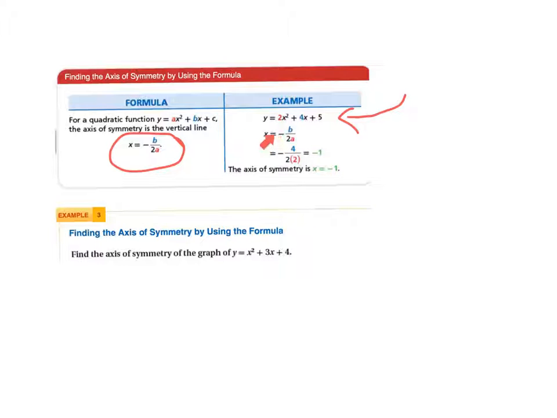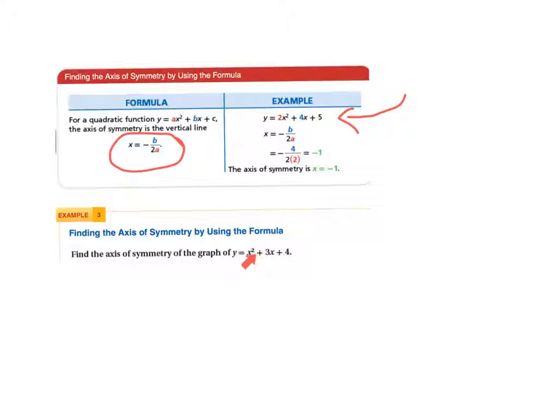So I'm going to set up my formula, -b over 2a. The b comes from this 4 right here, so it'd be -4 over 2 times whatever a was. Well, a is right here, which is 2. So that's written right here for us, -4 over 2 times 2. Well, 2 times 2 is 4, and 4 divided by 4 is 1 with the negative in front. So it comes out as x equals -1.